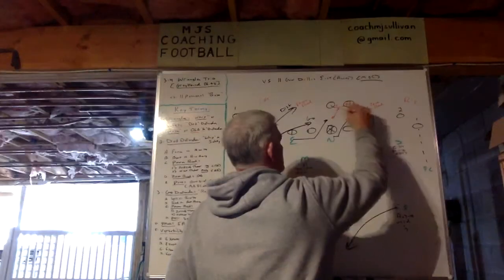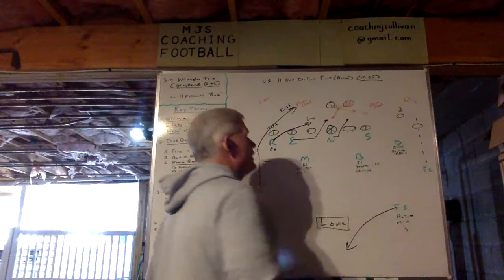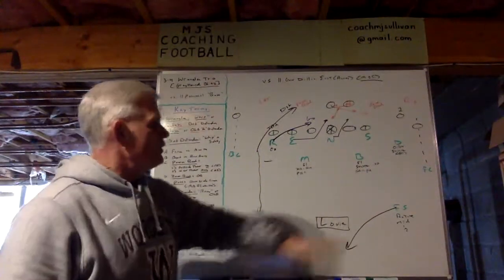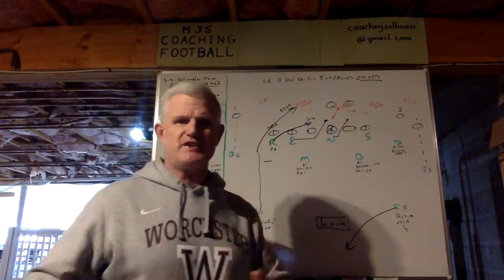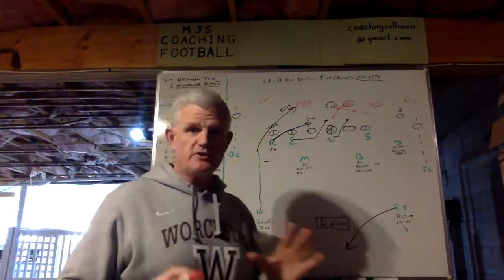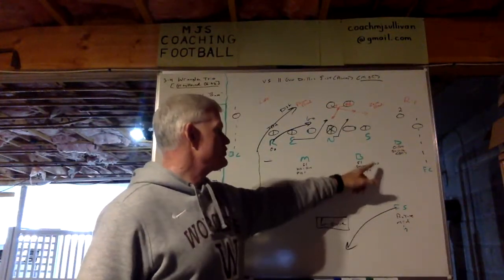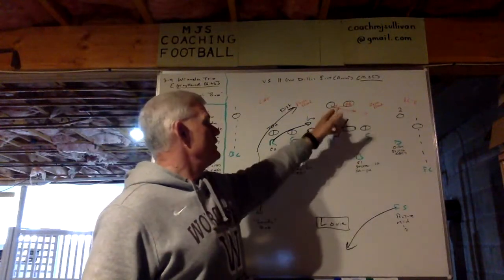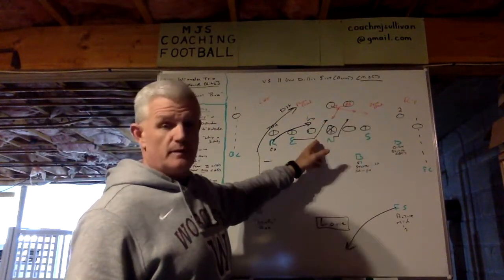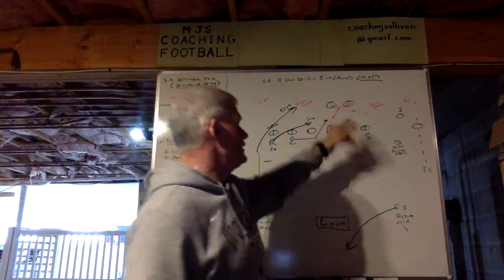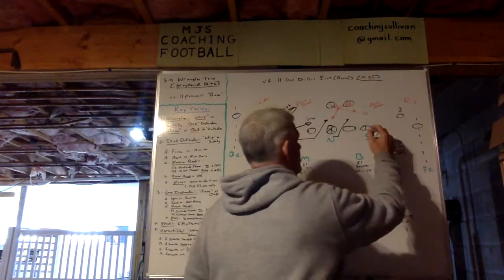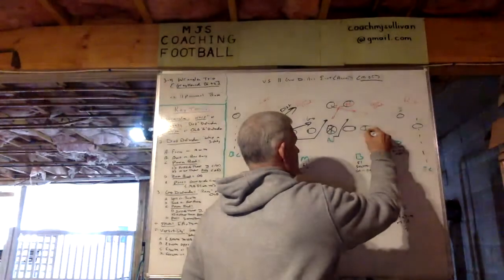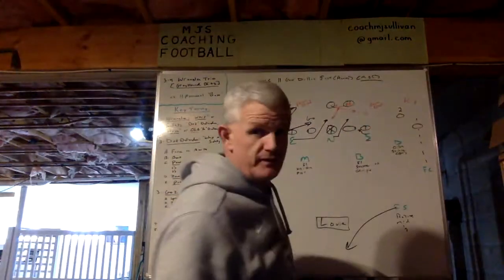Okay? Inside linebacker, this is automatic. This makes a static call, which means he reads the mesh versus zone read. Okay? If the quarterback gives it, he folds in over the top. If the quarterback keeps it, okay? Because he is a B-gap defender.